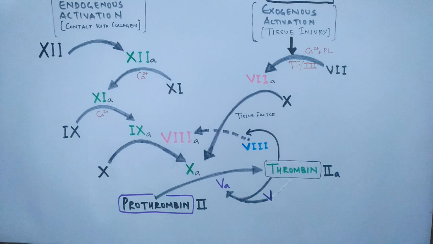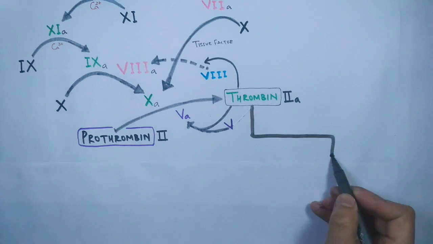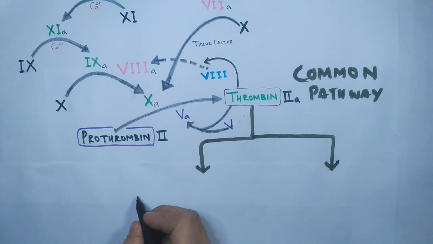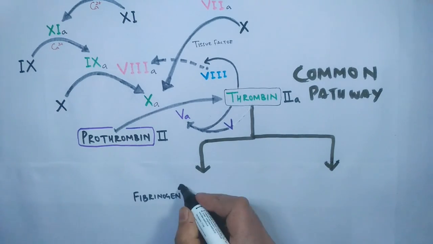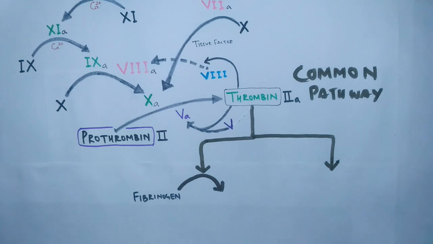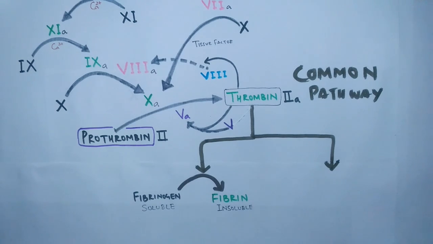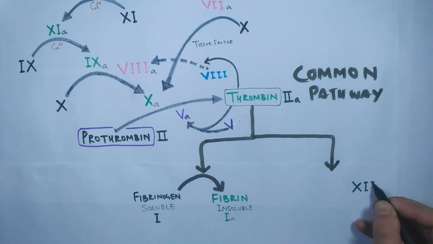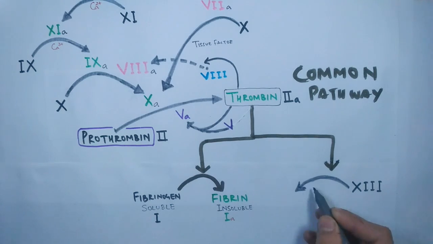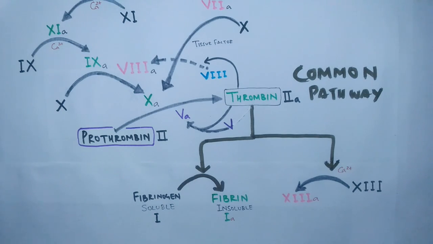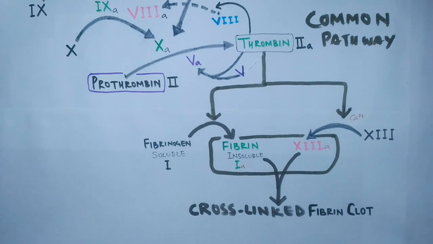And from here the common pathway starts. The thrombin acts upon two factors. It acts on inactive factor I, that is fibrinogen, which is a soluble protein, and makes it active, that's fibrin, which is an insoluble protein. Whereas on the other side, it acts upon inactive factor XIII and makes it active. And finally these activated factors, factor I, that's fibrin, and factor XIII form a cross-linked fiber clot and conclude the coagulation process by forming the clot. So this is all about the coagulation cascade.